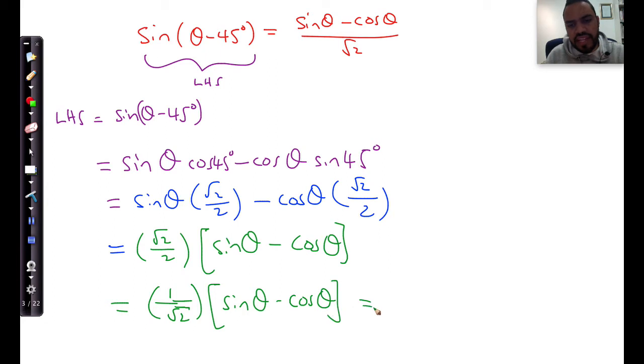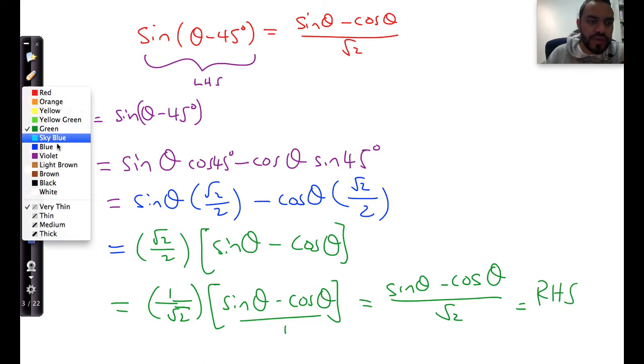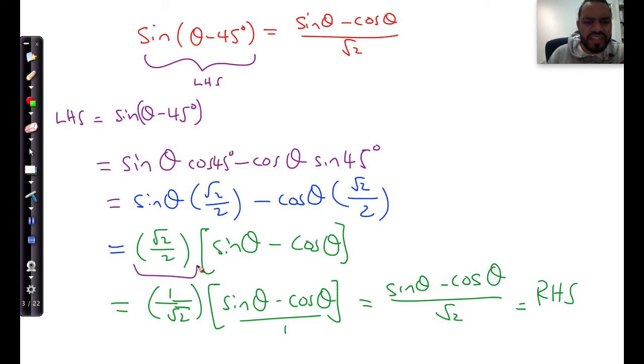And when you multiply that out, this 1 times this over here, remember this is also a fraction, it's going to give you sine theta minus cos of theta divided by root 2. And therefore I can conclude that that is the right-hand side, right? I'm technically done over here, but I think some of you are wondering, is this and this really equivalent? So let's show you that this is just the same number, expressed in a rationalized denominator form.